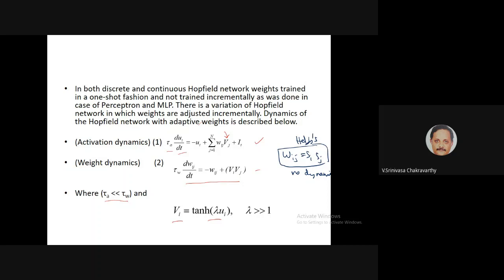One more thing is that you see there are the time constants tau_A and tau_W. Tau_A represents the activation time constant, and tau_W is the weight time constant. Note that activations are thought to be changing more rapidly compared to the weights. Weights are thought to be varying slowly.